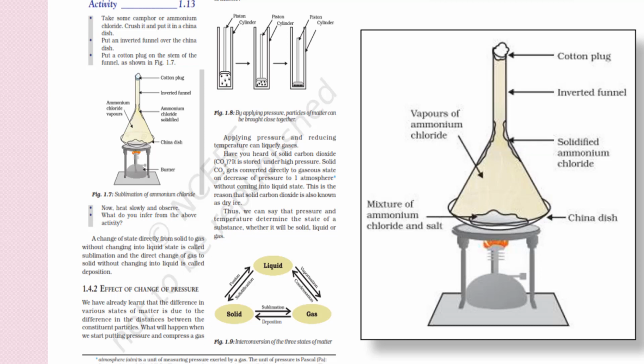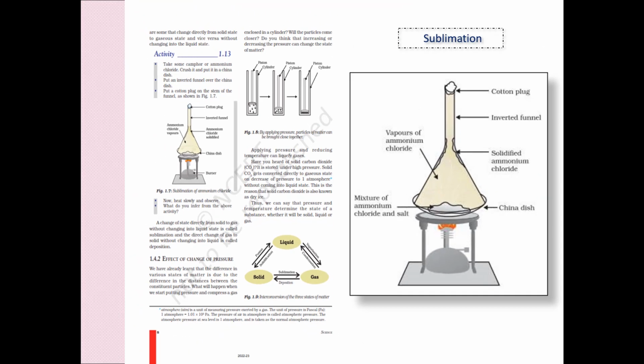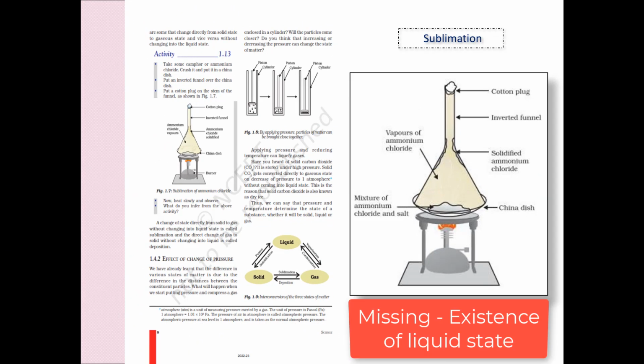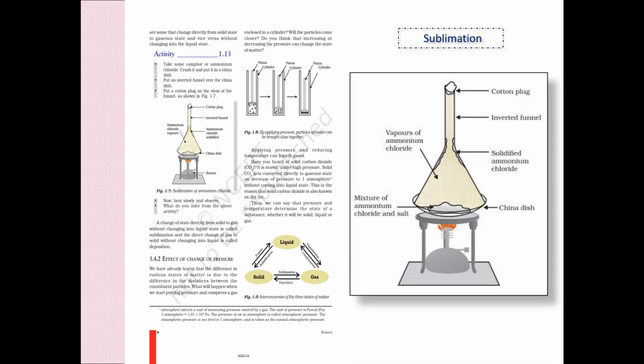So this experiment shows clearly that ammonium chloride gets converted to vapors, that is the gaseous state of ammonium chloride, and then the gas directly condenses to form solid ammonium chloride. What is missing here is the existence of the liquid state. Therefore, it is a very suitable example of sublimation. Now the next part is, does pressure have anything to do with change of state?